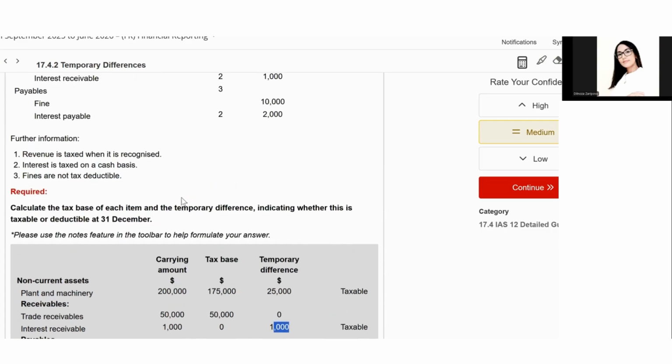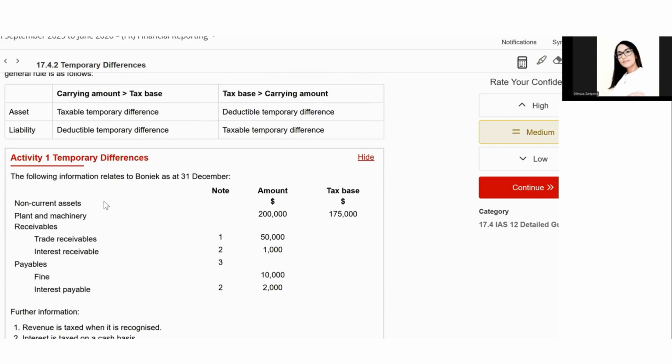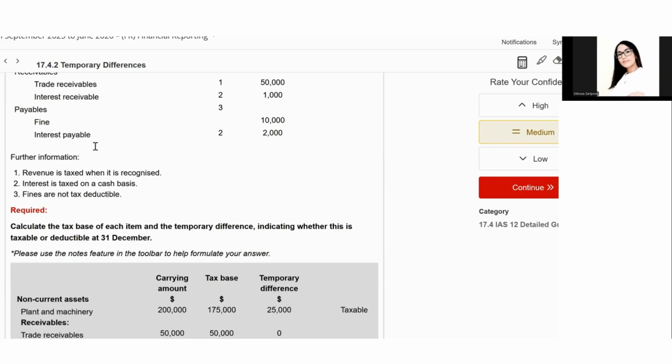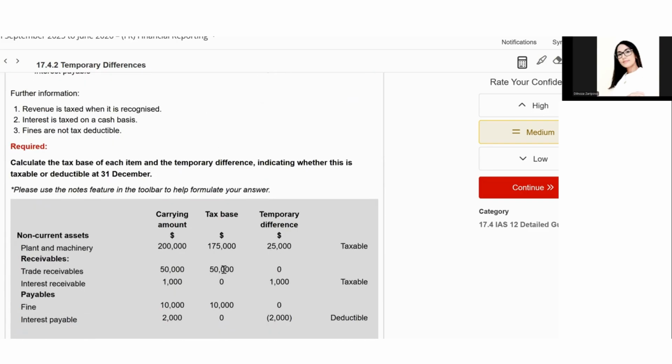As you see here, I'll show you again. For the assets, if the carrying amount is more than tax basis, taxable temporary differences we have, right? And if the carrying amount is more than tax base for liability, then you have deductible temporary difference. So carrying amount here more than tax base, right? That's why we have deductible temporary difference.